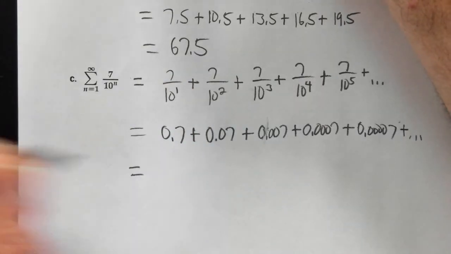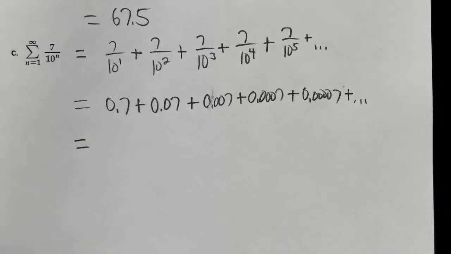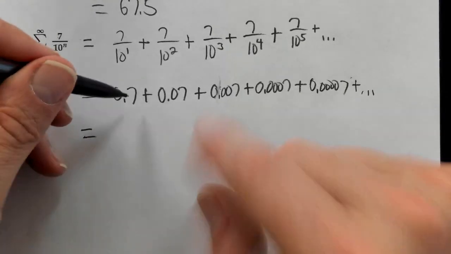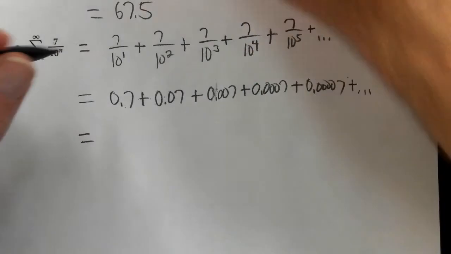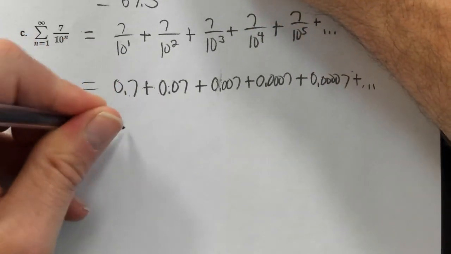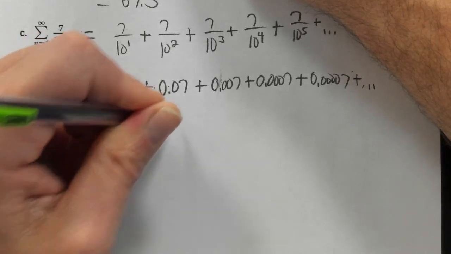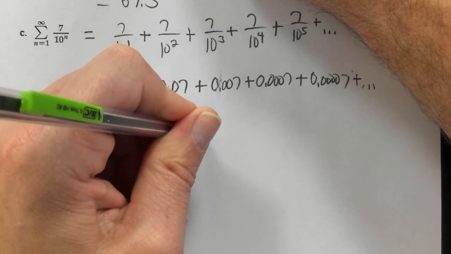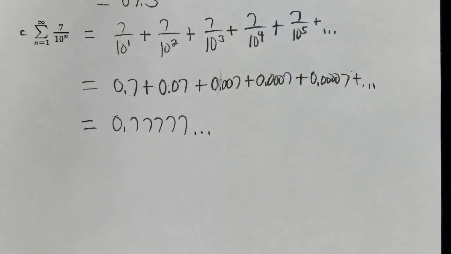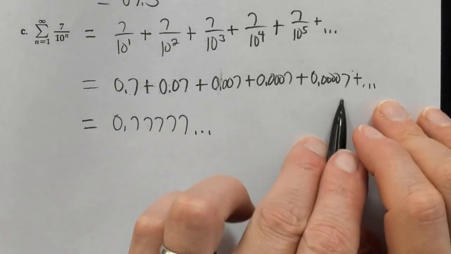All right. Well, let's think about the sum of that. What would that add up to? Well, if I were to add all of these together, I've just got a 7 behind each placeholder here. So that's 0.77777, and it repeats the decimal behind it. All right. And so, really, that's the sum.